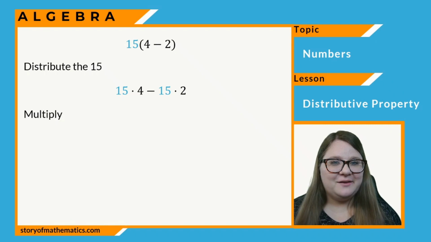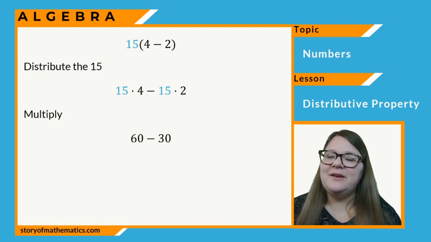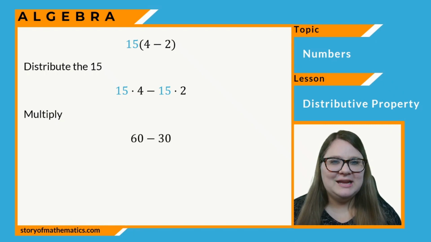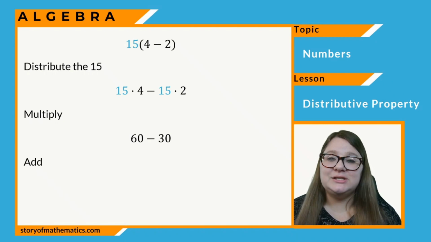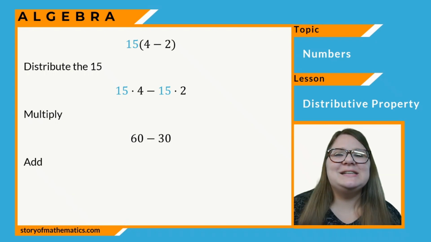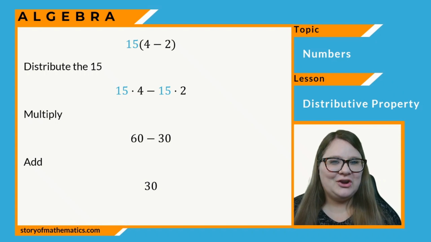Now I can multiply. 15 times 4 is 60, and 15 times 2 is 30. And then I'll be able to do the addition, or in this case, subtraction. 60 minus 30 is 30.